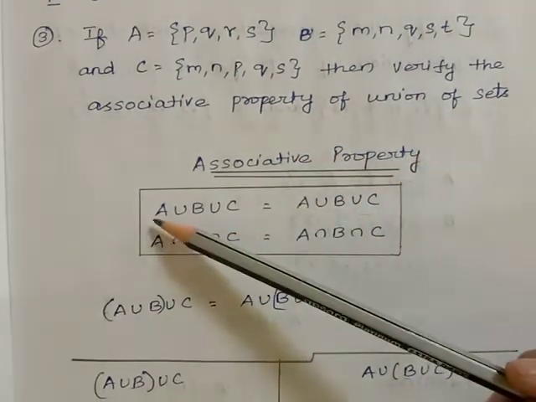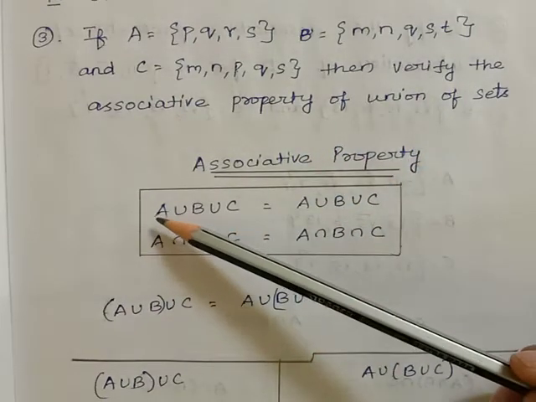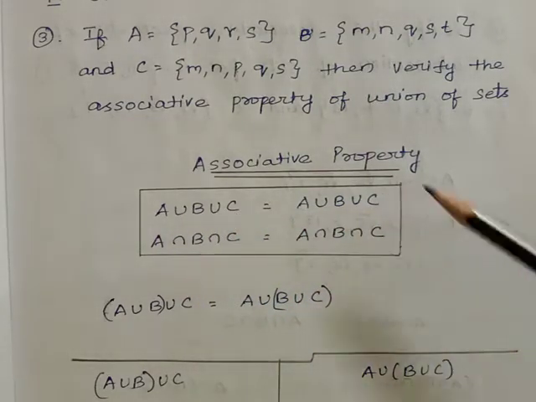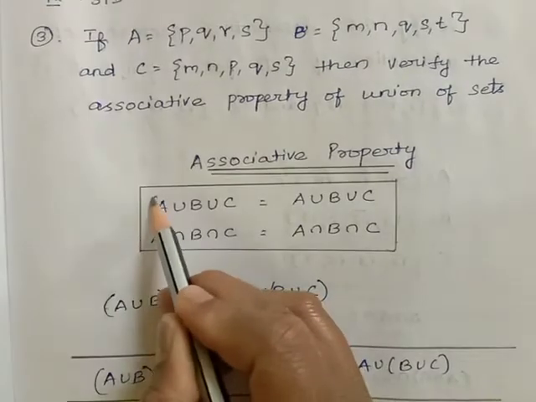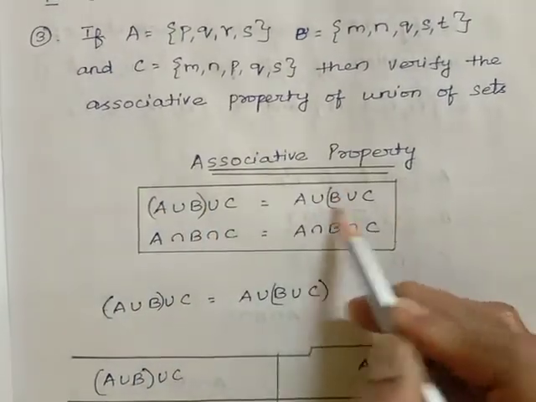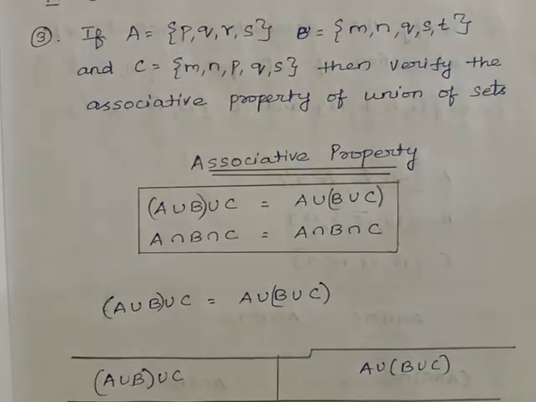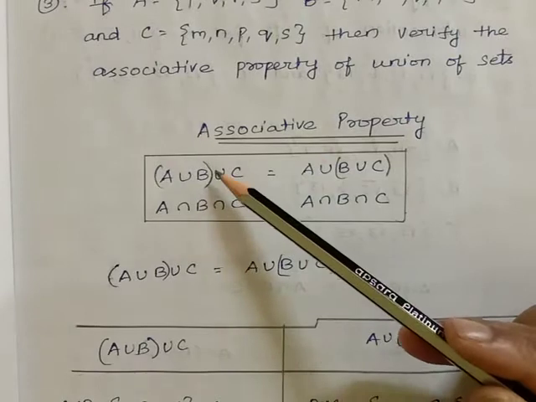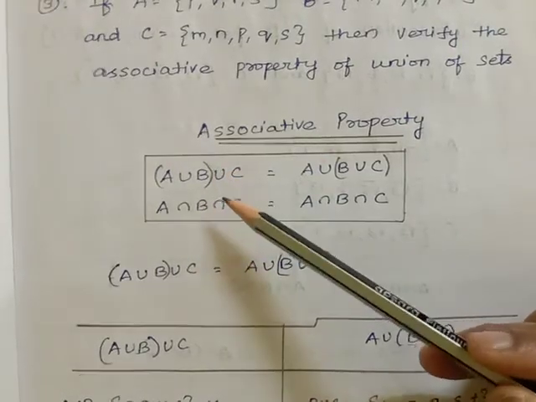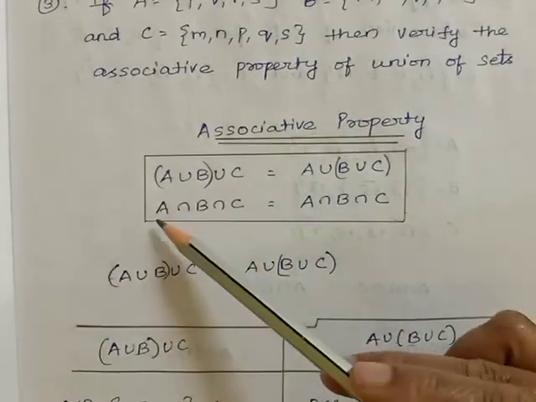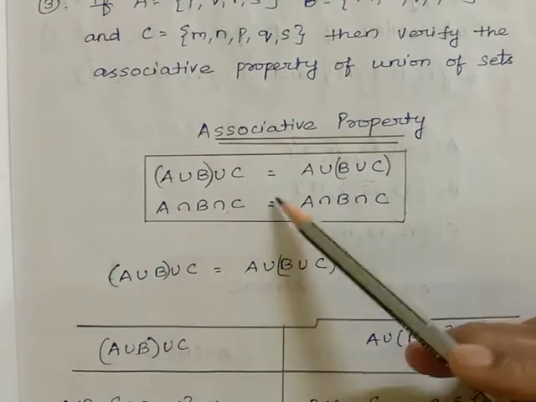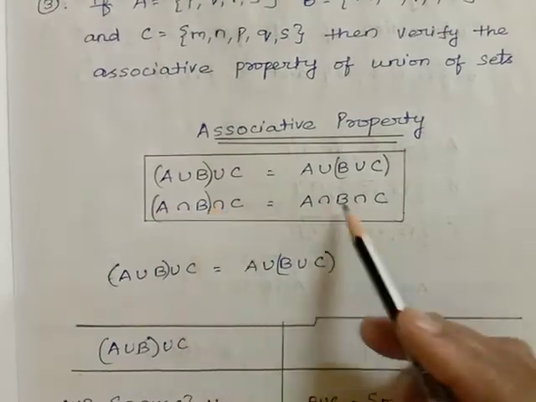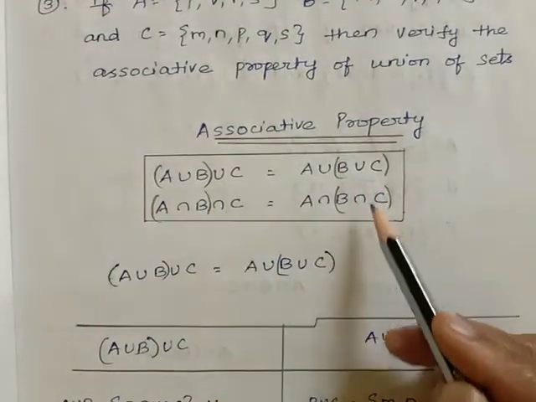Associative property means, so I've written like this for your understanding: A union (B union C) is equal to (A union B) union C. First two elements in brackets, last two elements in brackets, so that you can remember the associative property easily. This is the associative property for union of sets. If they ask intersection of sets, you have to write A intersection B intersection C in the same way, with brackets for the first two elements and the last two elements. This is for your understanding.